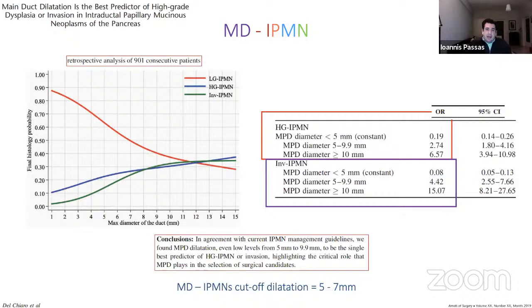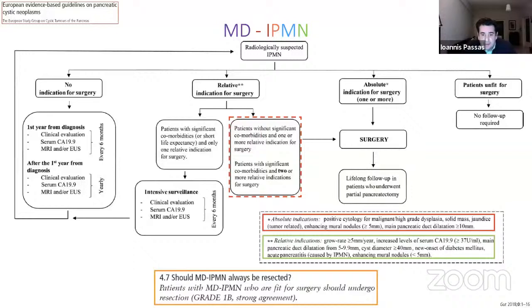So we have the European guidelines. And we use the absolute indications and the relative indications to decide whether a patient with IPMN needs to go for surgery or not. The absolute indication is, of course, if we have a positive cytology for malignancy or high-grade dysplasia. If there is presence of a solid mass or jaundice, we're not talking anymore about a simple IPMN. There is a mass there. It behaves like pancreatic cancer. When there are enhancing nodules above 5 millimeters of diameter, and the main pancreatic duct has a dilatation above 1 centimeter, there we can easily decide that there is something going on, we need to go for surgery.